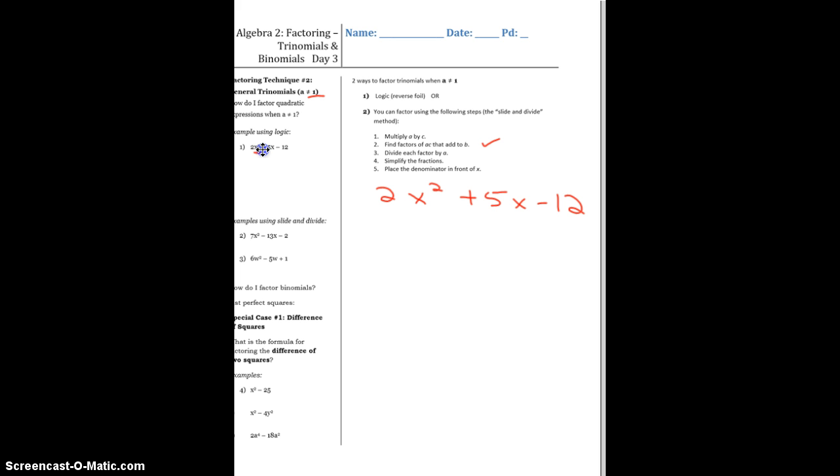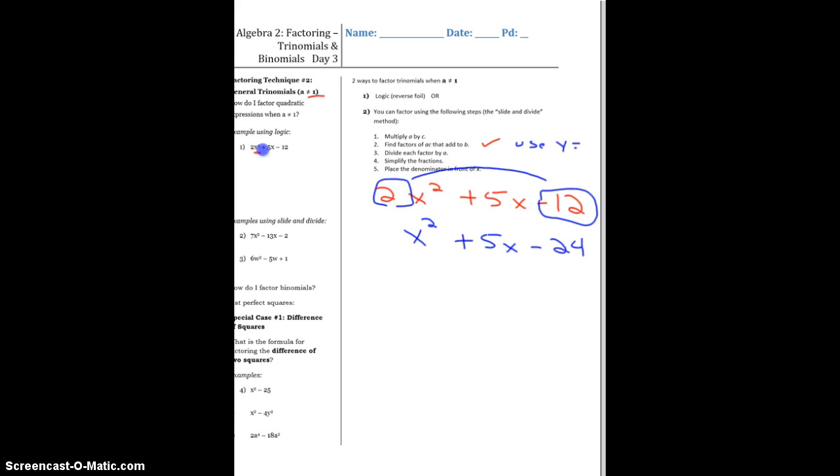But first, we have to take care of step number 1, and that is multiplying the a value, which in this case is the 2, times the c value, which is negative 12. And we're going to get x squared plus 5x minus 12. Sorry, minus 24, my bad, because 2 times negative 12 is negative 24. Now we can use that y equals, I put a little check mark here.